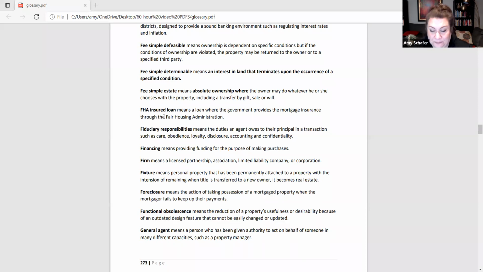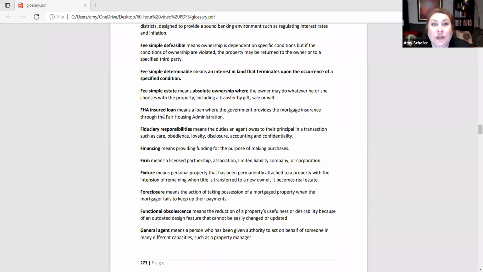A fixture. This is personal property that's become so attached to the real estate that it is now included property. It becomes a fixture. And the way it becomes a fixture is its method of installation and its intention for being there. Those are 2 big factors.